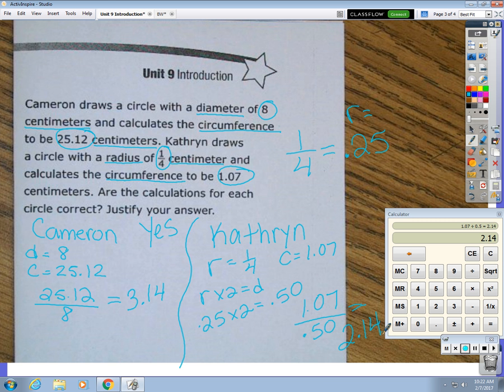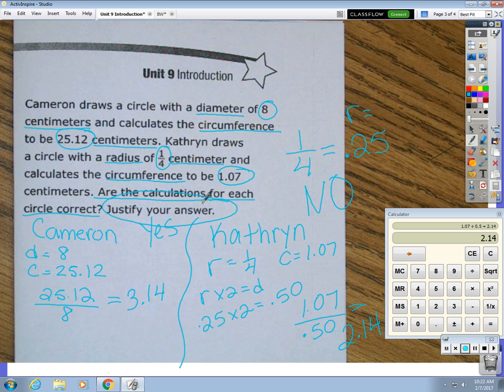Because what should she get? 3.14. She's off by 1. She's off by 1 whole. So are the calculations for each circle correct? No. Only that one's right. Did we justify our answer? Yes.